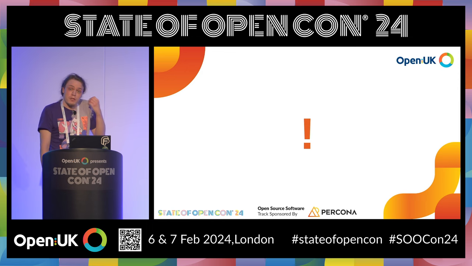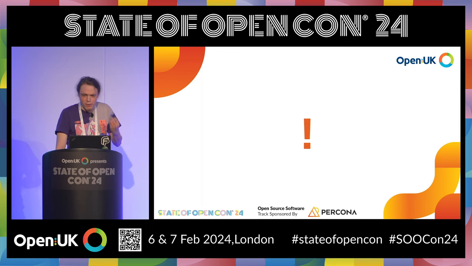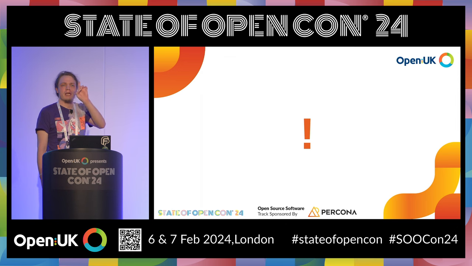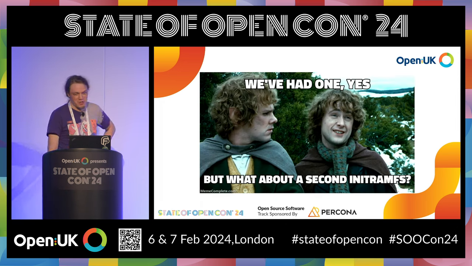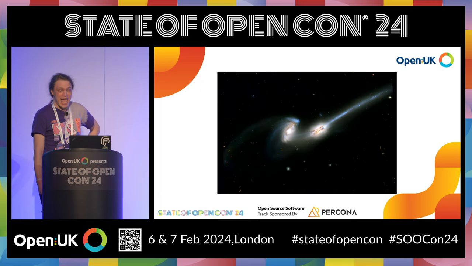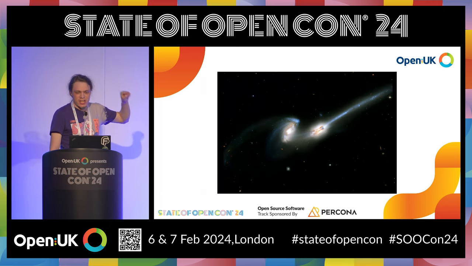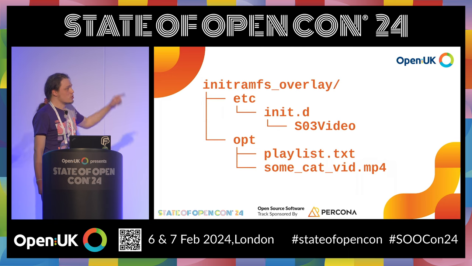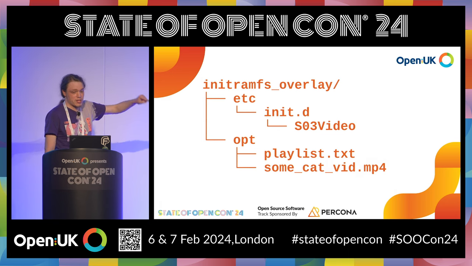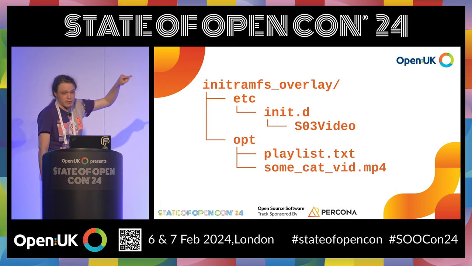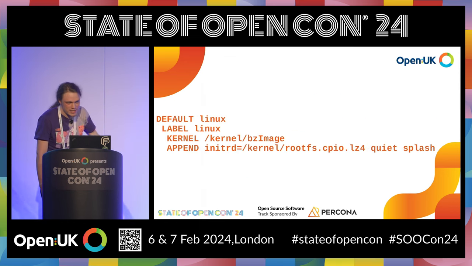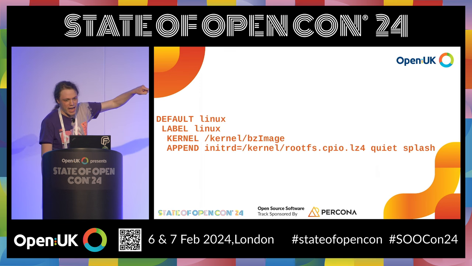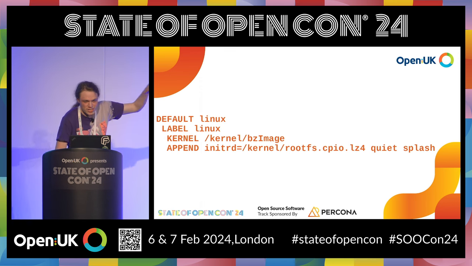So in the beginning, I struggled with this for a little bit, trying to figure out what to do. But then I remembered something from the initramfs documentation. You can have more than one initramfs. And anything you add gets smushed together into the final root file system. So what we're going to do is make another initramfs with just our video in the directory we want it to live in the final root file system. We're going to create another CPIO archive. We're going to compress it. And then we're going to tell the bootloader to pass it along to the kernel with the initrd argument.